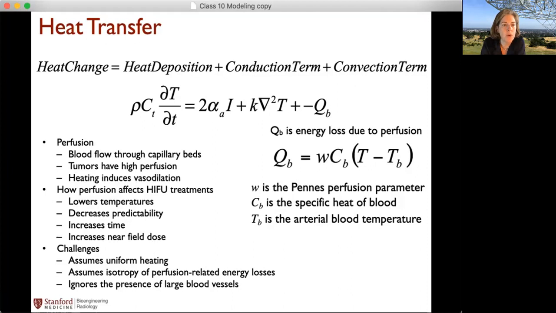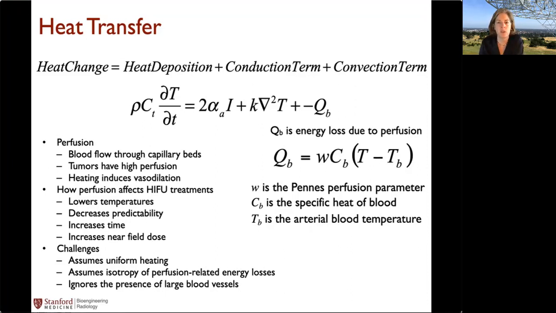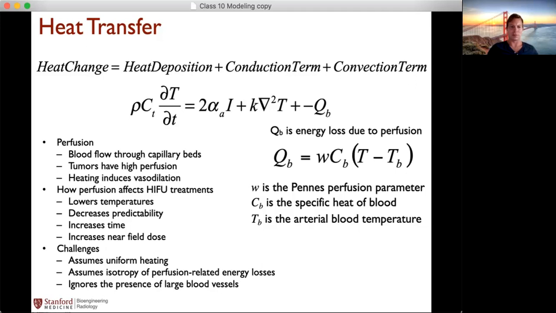So we were talking about why we may get the perfusion term wrong. Tumors may have high perfusion. Another thing is that once you cause a heat rise, that could actually cause some vasodilation, and that will change the perfusion. So there's always a little bit of uncertainty about exactly what the perfusion term is. It affects us because if you put your heat in, and then there is perfusion, it's going to lower the ultimate temperature. It decreases predictability just because there is that variability in the perfusion term.